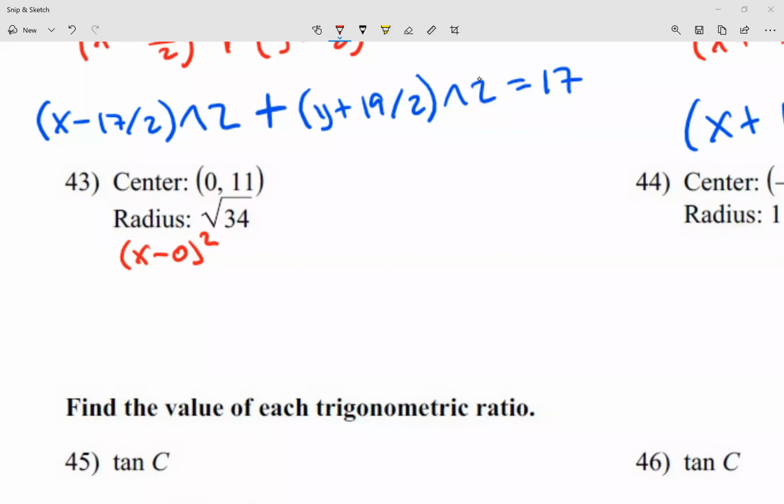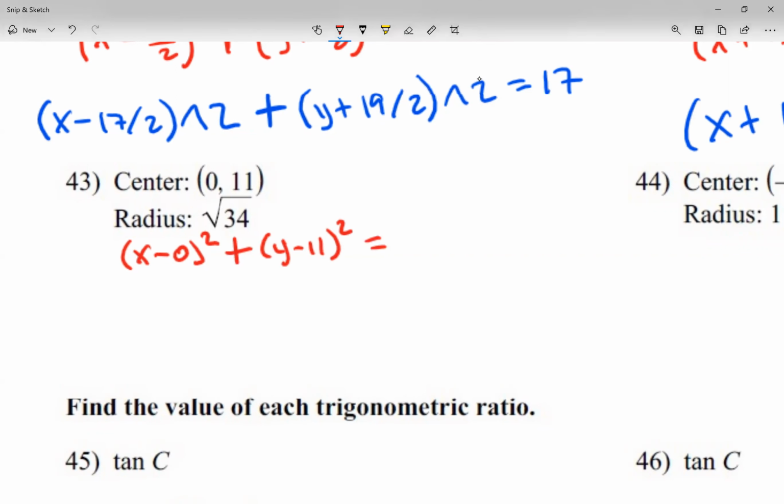Okay, here, so I have x minus 0 squared. My second parentheses is y minus 11 squared. Notice again, I'm switching the signs. There's a plus sign right in between them, and this is going to equal 34. Radius squared, right? The square root of 34 squared.